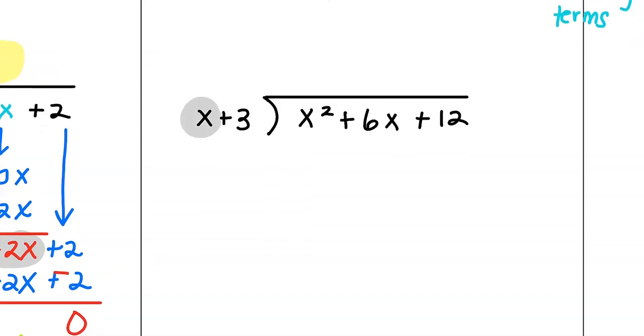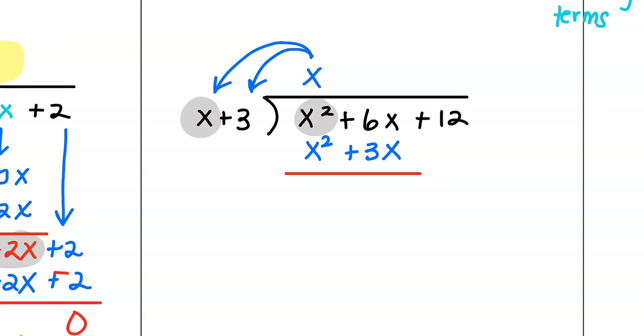What do you multiply x by to get x squared? X. So then you're going to distribute that through. So x times x is x squared. X times plus 3 is plus 3x. Now you're going to draw your line and change all signs. And you can see that you're going to get 3x here, bring down a term, and then it's repeat the process.